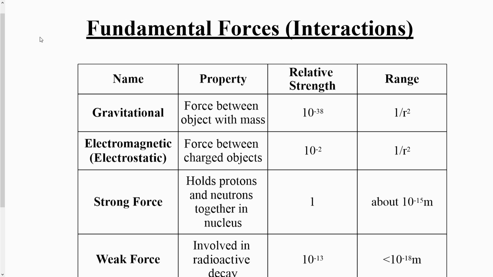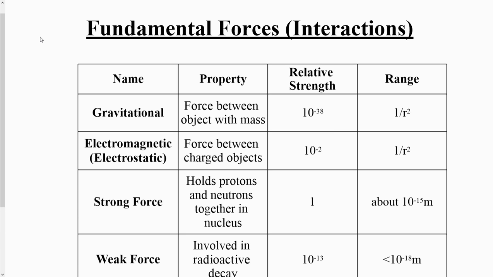Today we're going to talk about the standard model, but before we do that I wanted to go over the four fundamental forces or interactions between the particles. The first one we're going to talk about is gravitational. We've talked about gravitational, that is the equation Fg equals G m1 m2 over r squared, and that's just the force between objects that have mass. Remember, that force is always attractive.